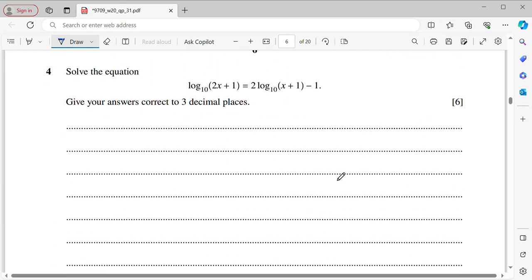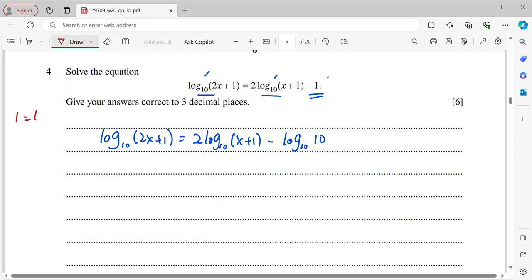Okay, next question number 4. Solve the equation log base 10 of (2x plus 1) equals 2 log base 10 of x, plus 1, minus 1. Since here we have both terms with log base 10, I will change the minus 1 to log base 10 as well. That means log base 10 of (2x plus 1) equals 2 log base 10 x plus 1 minus the 1, which I will change to log base 10 of 10, because we have a formula: 1 equals log a base a.